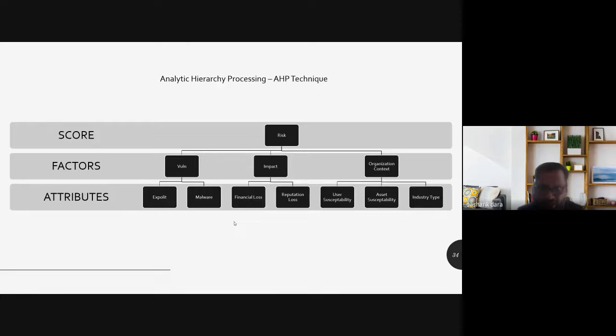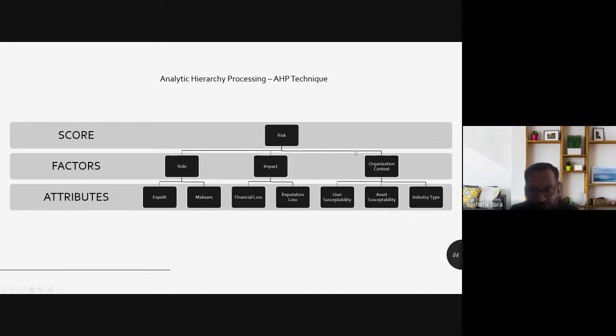Now, another way which I'm very fond of is a very proven technique in other domains called analytic hierarchical processing, the AHP technique. It's a very good decision-making tool to come up with scoring and ranking and telling which one to go after. So you could see that if you're trying to prioritize your vulnerabilities, then vulnerability factors are only a couple of them, whether there is an exploit or whether there is a malware.